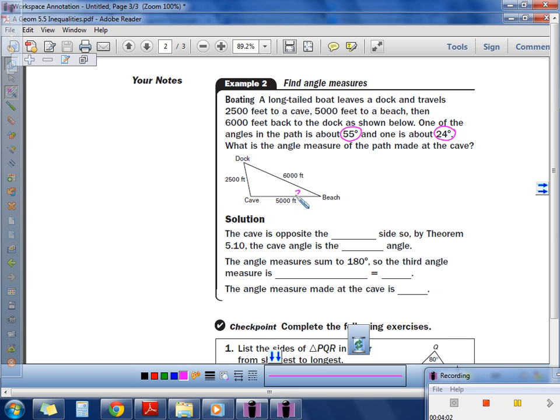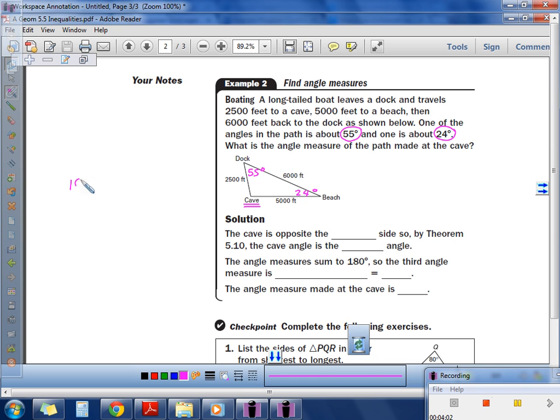Since it's already kind of visualized in this picture, which one's the 55, which one's the 24? The beach would be the 24. Okay, so some of you used some logic there. Kind of looked, which one is smaller? 24 is smaller. Yeah, beach is smaller than the dock. That makes sense. And neither of them could be the one at the cave. Why? Obtuse. So good logical skills for that. So what is the angle measurement at the cave? How can we find that angle measurement?